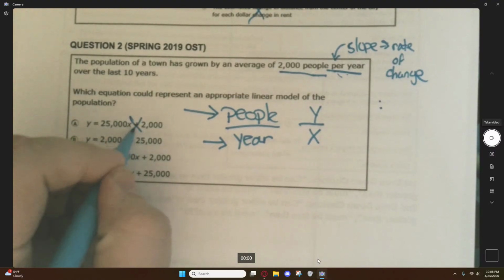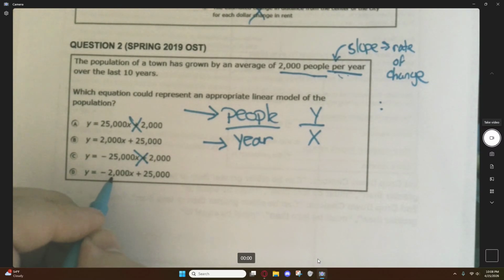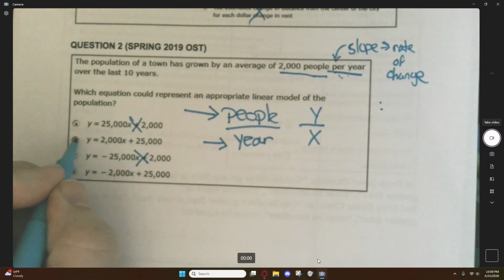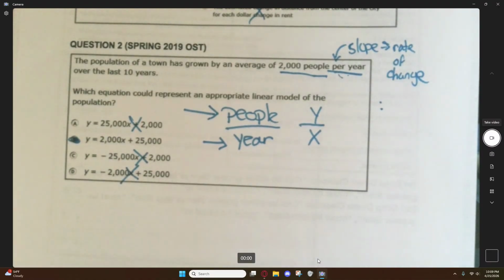A does not, C does not. B does, D does. What's the difference? D has a negative 2,000, meaning that it's actually shrinking by 2,000 people per year, while B has 2,000x, which is positive 2,000, implying that it is growing by 2,000 per year. Therefore, B.